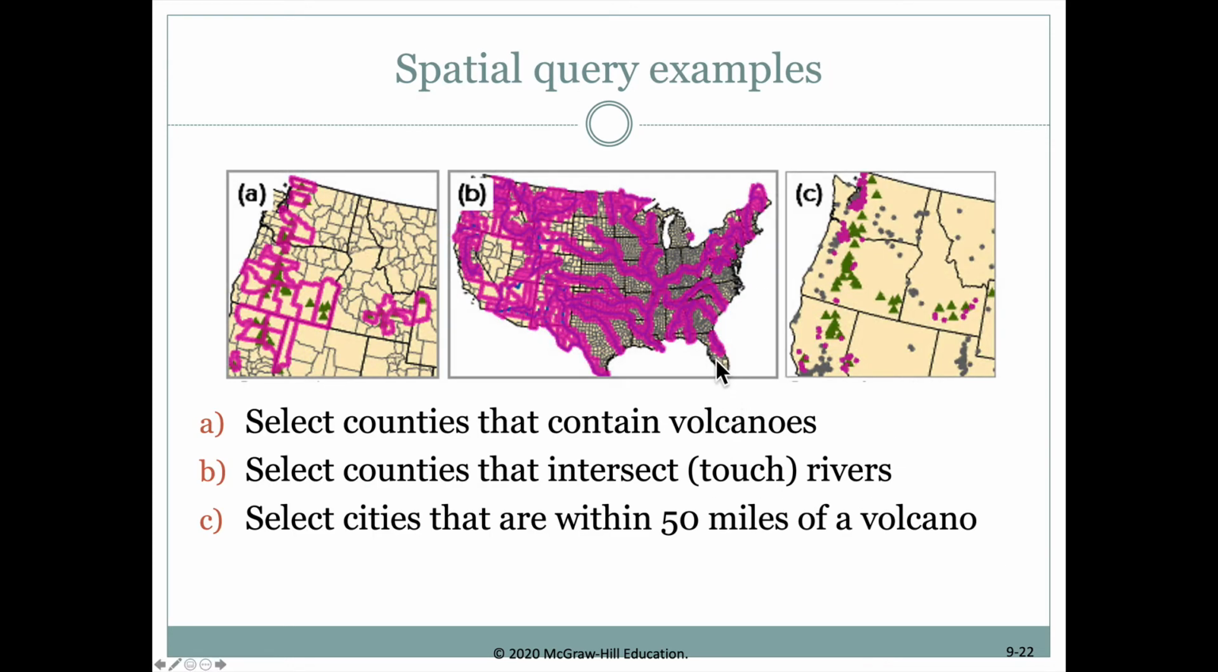So here are some examples of spatial queries. We can select the counties that contain volcanoes. We can select the counties that intersect and touch the major rivers of the United States, or we could select the cities highlighted here in pink that are within 50 miles of any of the volcanoes that are shown as green triangles here. You can see some are pretty close, but they're just a little further away from a green triangle, so they're not selected.